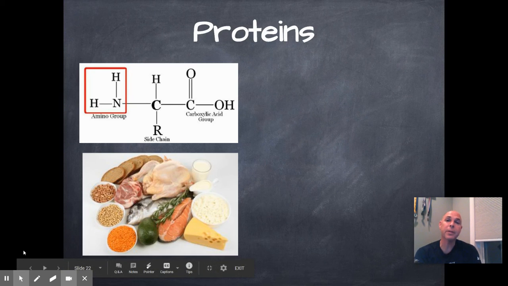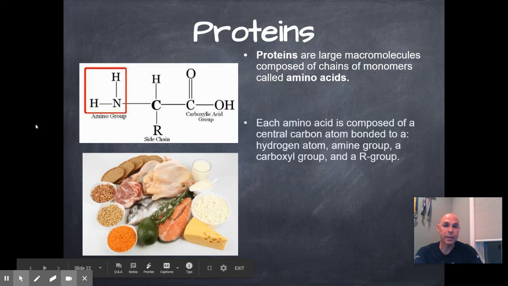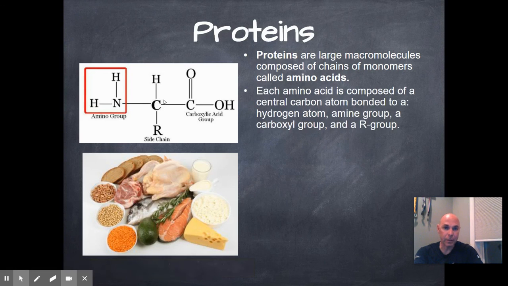But what are these proteins made out of? Well, they are also made of monomers. We call these monomers amino acids. And here we have an example of an amino acid. Every single amino acid starts out with a carbon atom in the center, a hydrogen atom bonded to that carbon, a carboxyl group, which again is a carbon bonded to 2 oxygens and a hydrogen in this form.